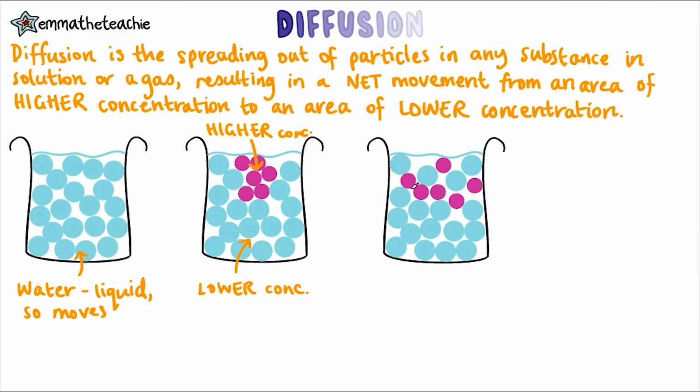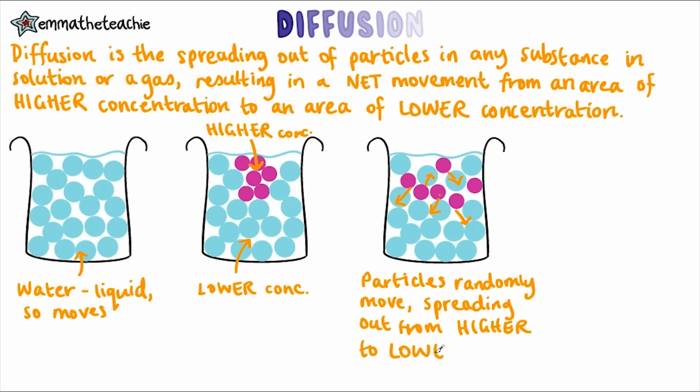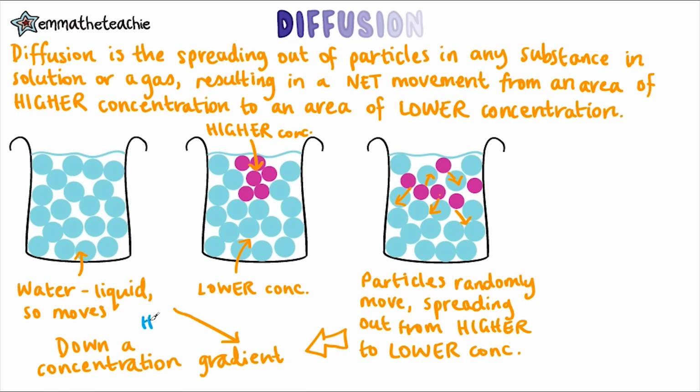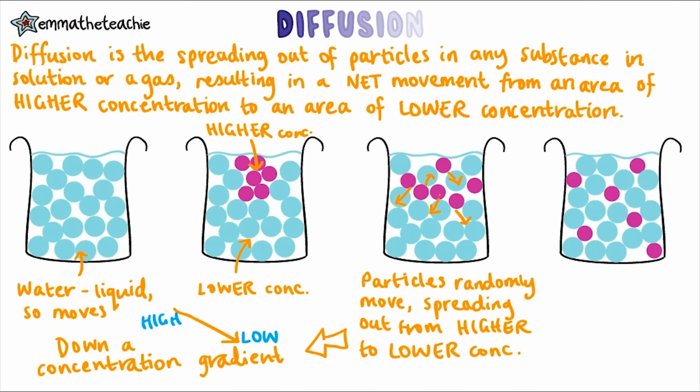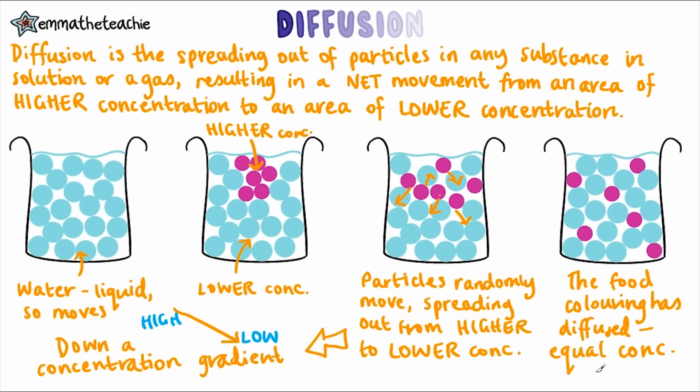Because it is in solution, the food colouring particles can also move around. The movement of these particles is random, and they spread out from a higher concentration to a lower concentration. This can also be described as down a concentration gradient, as they're moving from high to low. So we can show it like this. Eventually, all of the food colouring has completely diffused throughout the beaker, so that the concentration is equal everywhere. If you were looking at this, it would look like a pale purple colour.